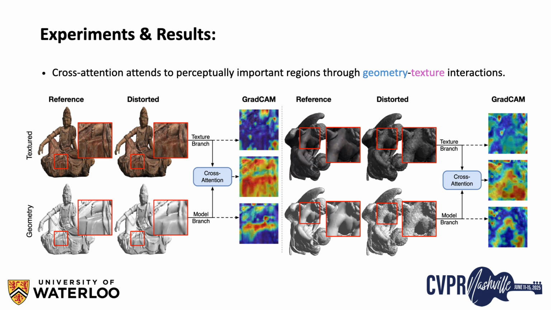Here we apply GradCam before and after cross-attention to show the effectiveness of HybridMQA in exploiting interactions between representations learned in texture and model branches. As we can see, cross-attention successfully identifies and attends to perceptually important regions by exploring geometry-texture interactions.